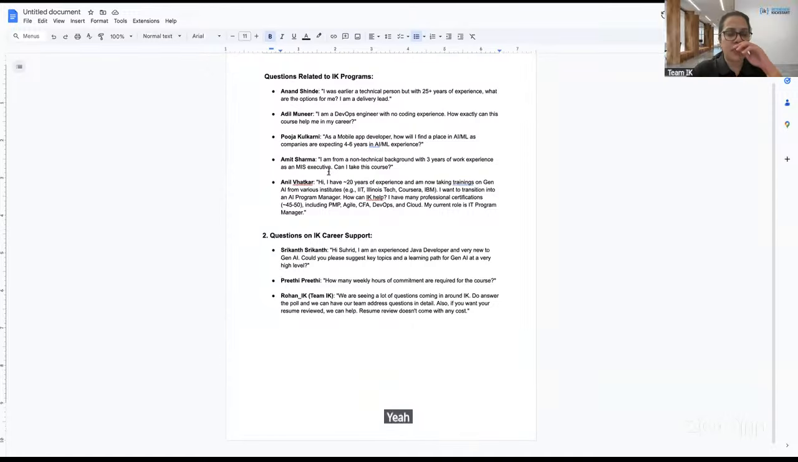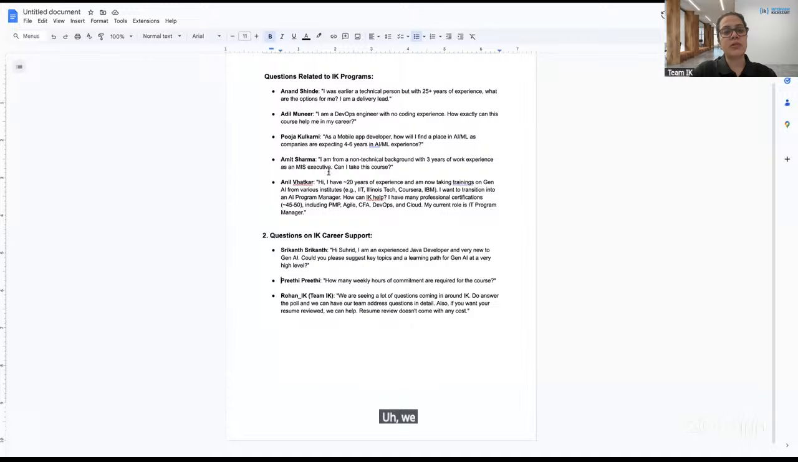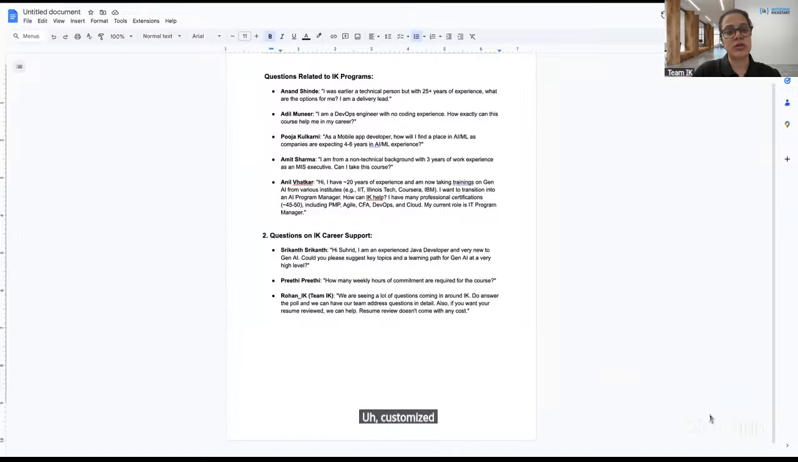Yeah, another thing I would like to change in my previous answer is that there is pro code available, of course, that's the ML program, but also low code, which is our generative AI program. And Anil, I think you have done a lot of hard work already. Kudos to you, firstly, for having the rigor to do so many certifications. It's amazing. We specialize in dealing with senior professionals like you and giving you the right customized pathway, just like Rohan mentioned.